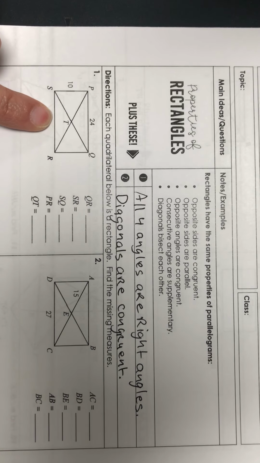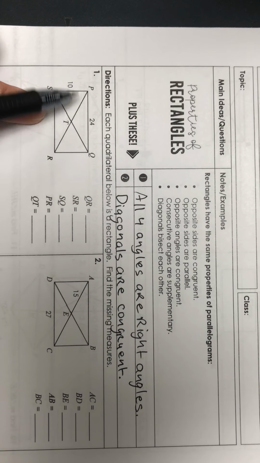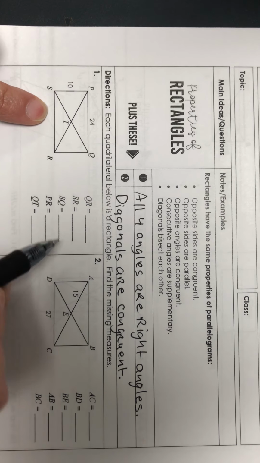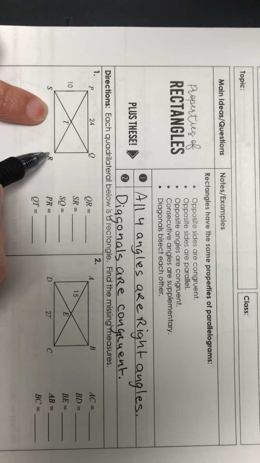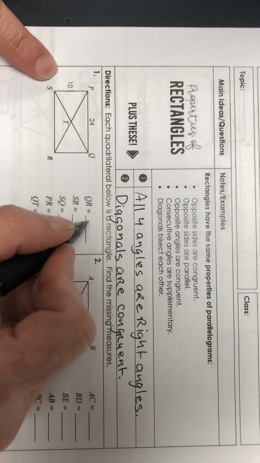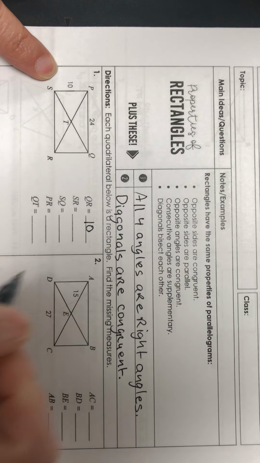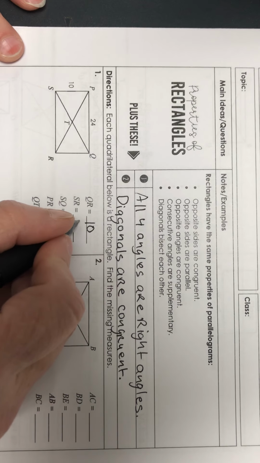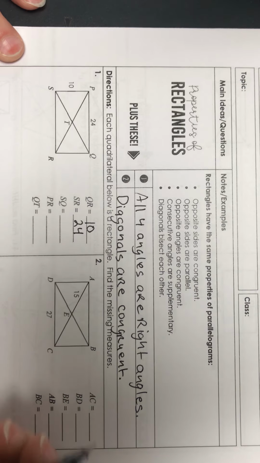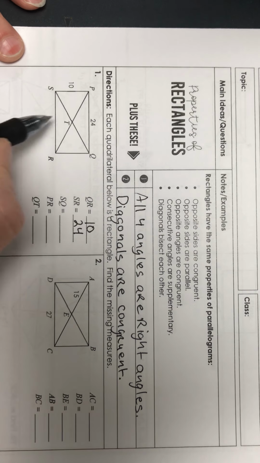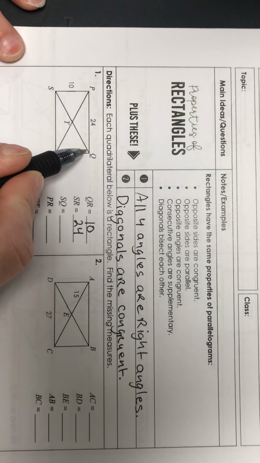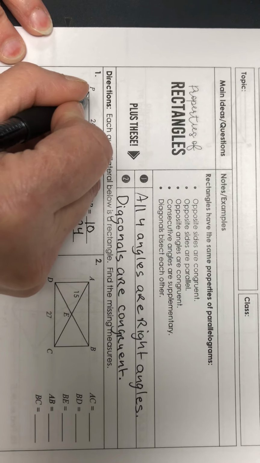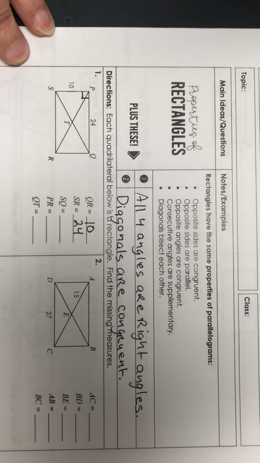Okay, looking at number 1, they give us 2 side lengths for the rectangle. They want to know QR. QR is opposite PS, so that is 10. SR is opposite PQ, so that is 24. SQ. SQ is a diagonal. Okay, what we have here, this is a right angle.